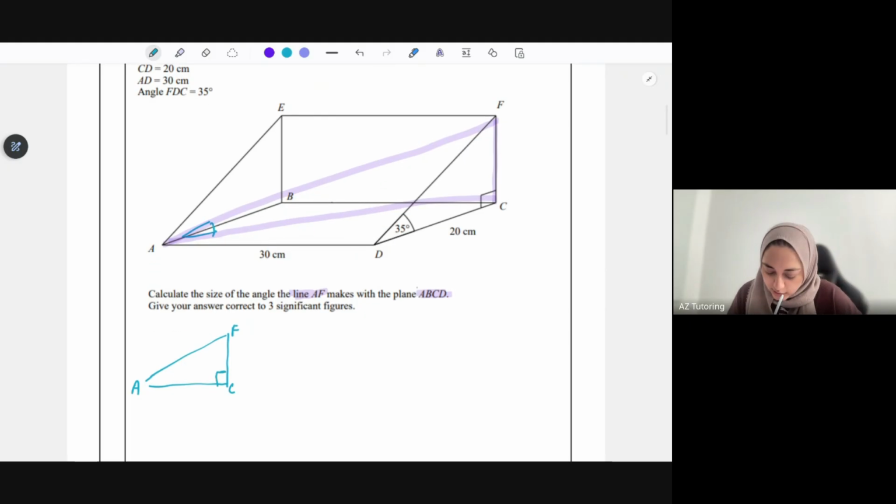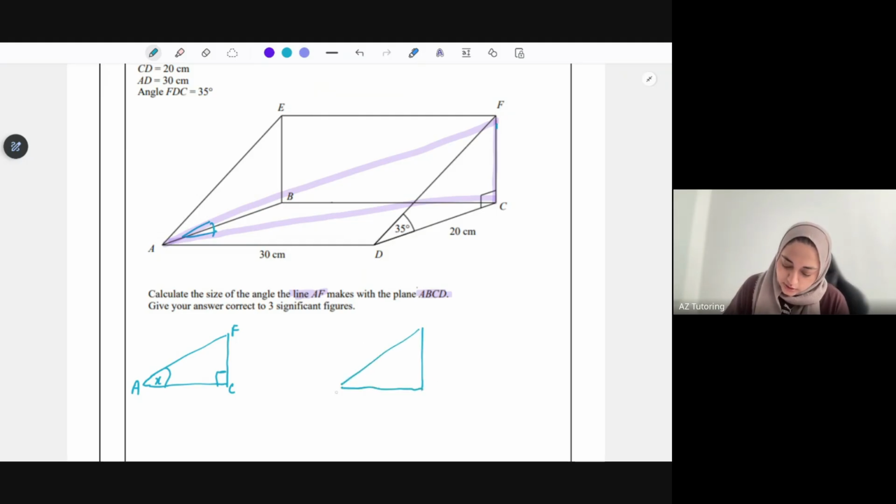Do we know anything about this? Well, we know this is what we're trying to find. So I'll call that X. What else do we know? We don't know anything else. We don't know FC. We don't know AC. And we also don't know AF. So we're going to have to use the other ones to help us. Well, I can see there's a triangle here that we could use to help us find CF that we need for this as well. So let's pull out that triangle.